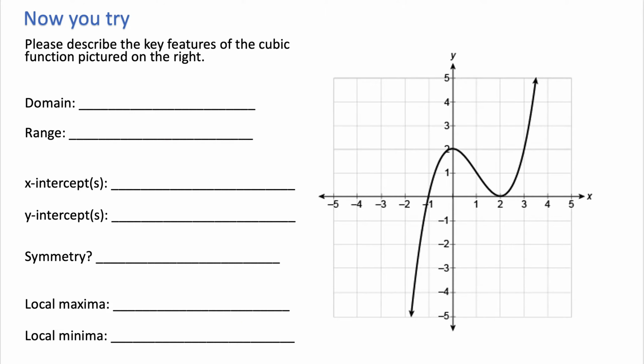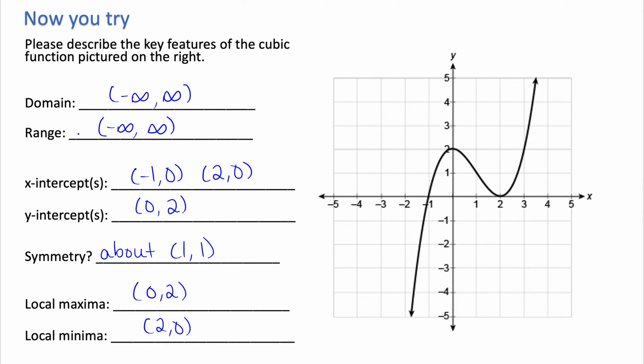Now you can go ahead and pause the video and try describing this cubic function on your own. It includes all x and y values, so domain and range will both be from -infinity to +infinity. The x-intercepts, where it crosses the x-axis, are at (-1, 0) and (2, 0). The y-intercept will be right here at (0, 2).